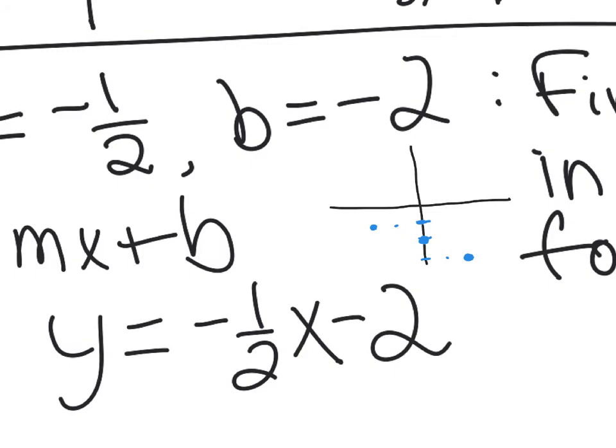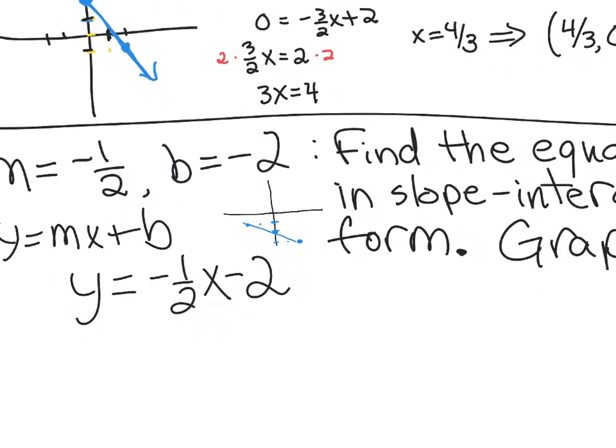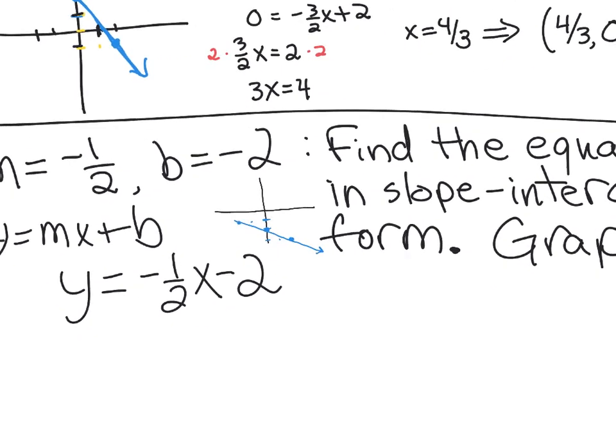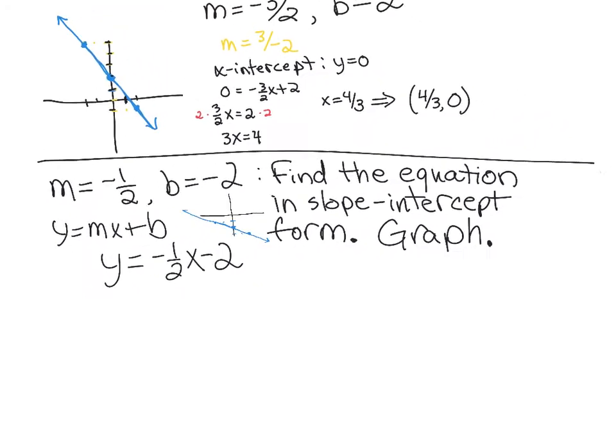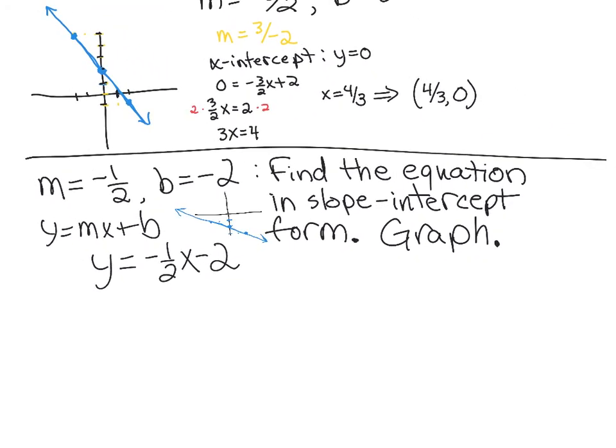Notice that my line right now, left to right, is going down. That means that my slope is negative. My line is decreasing. All right? Now, very small over here, if y equals 0, what is my x-intercept?